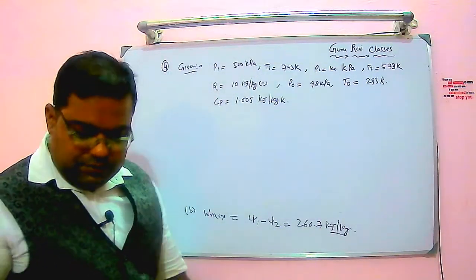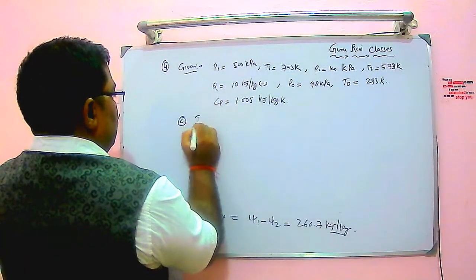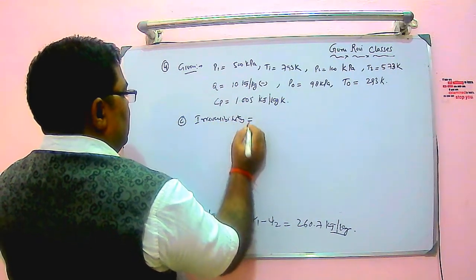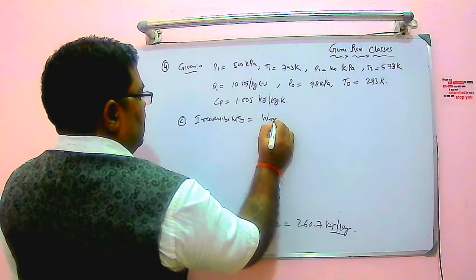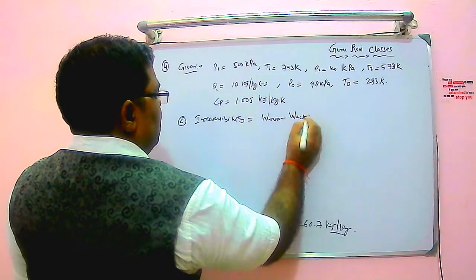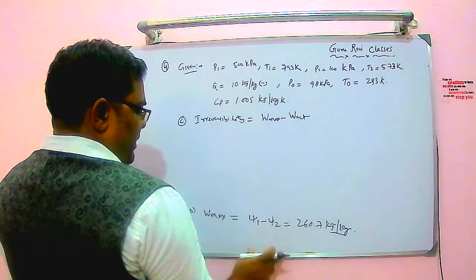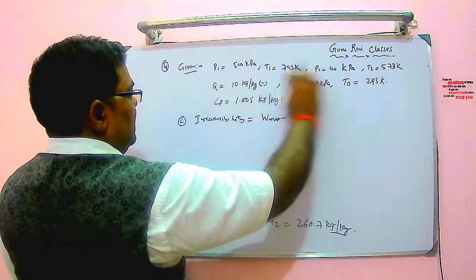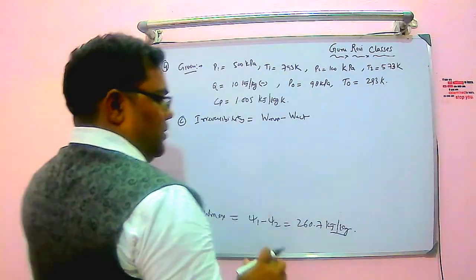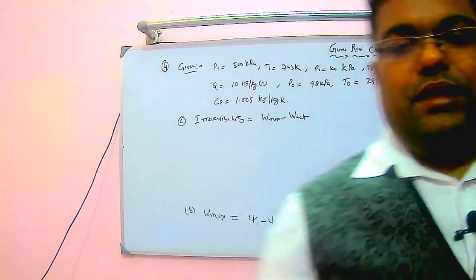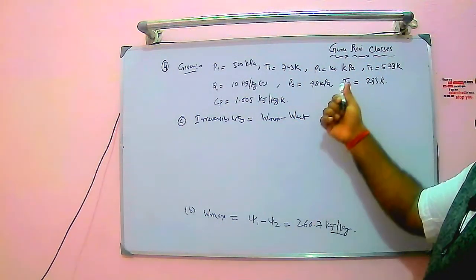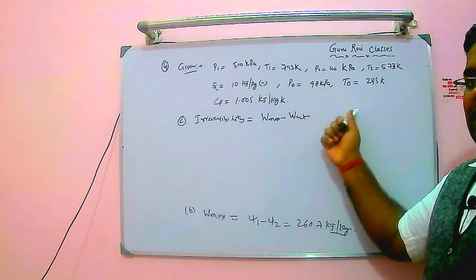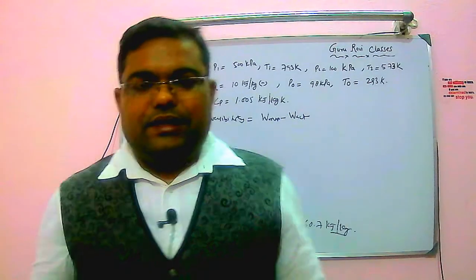So part C of this problem, irreversibility. Irreversibility is W max minus W actual. W max we already know, W actual we need to calculate. So apply the first law to this. I cannot apply Q is equal to delta U plus W for this, because there is no displacement work in an open system. So we need to apply the steady flow energy equation at inlet and outlet.